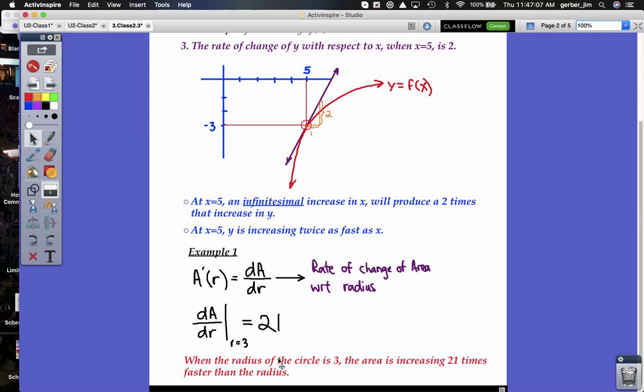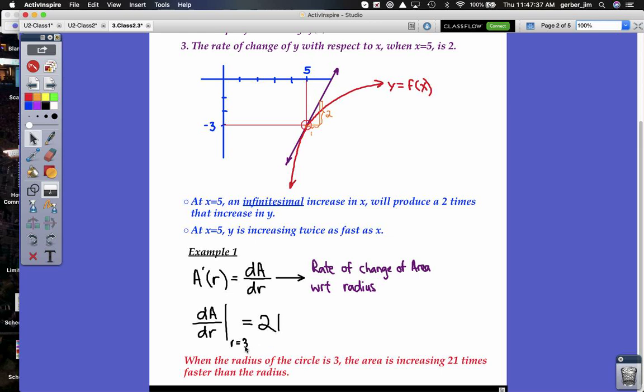So I shouldn't say that if the radius goes to 4, the area goes up 21. That's kind of a big jump. But I could maybe get away with saying, if the radius goes from 3 centimeters to 3.1 centimeters, then the area increases by 2.1 square centimeters. That would be better. Or if the radius increases from 3 to 3.01 centimeters, the area increases by 0.21 square centimeters. That would be even better.